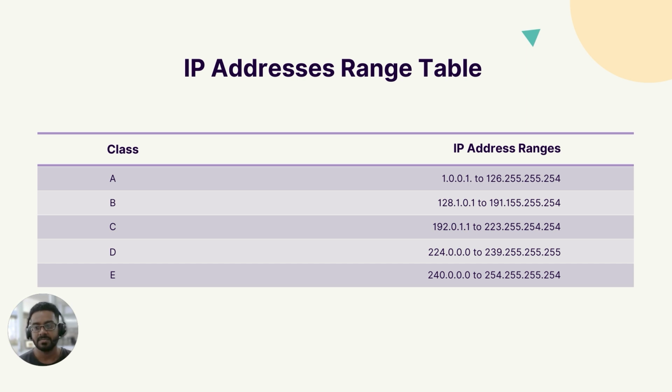Now we have Class D. IP addresses in this class are reserved for a service which is called multicast. Now we're nearing the end. Next up we have Class E, and the IP addresses in this class are reserved for experimental use.